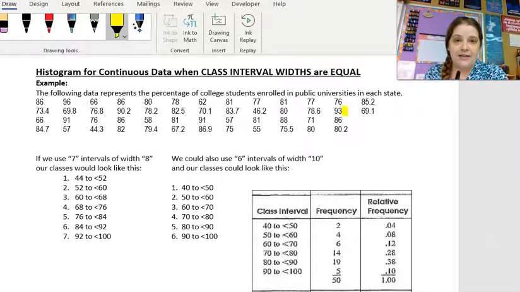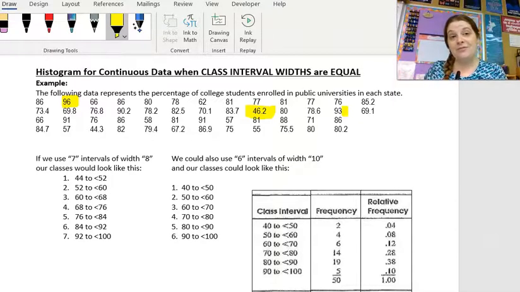Let's see, here's a 93. Do we have anything bigger than 93? Here's a 96. I don't see anything bigger than 96 in this case. Smallest number, here's a 46.2. Do I have anything smaller than 46.2? And I would try to decide how I'm going to range this. So you do have options.